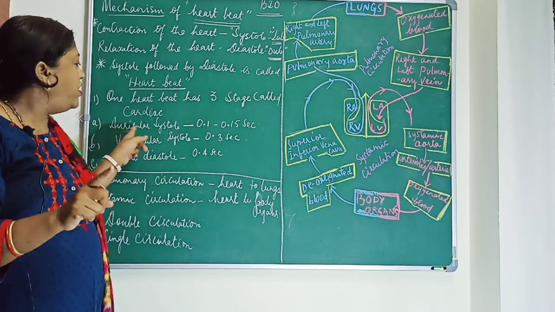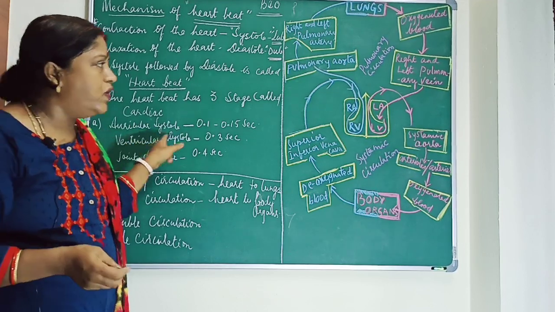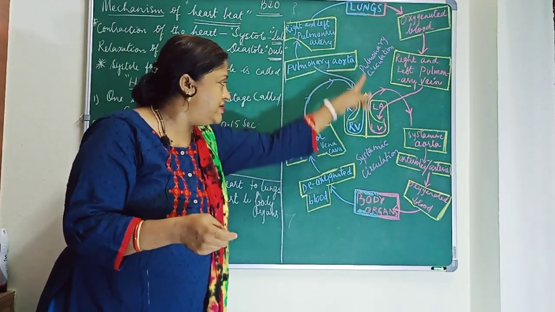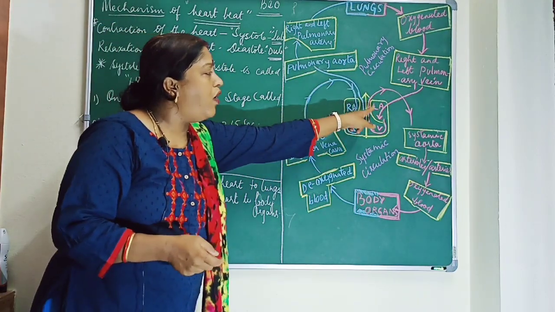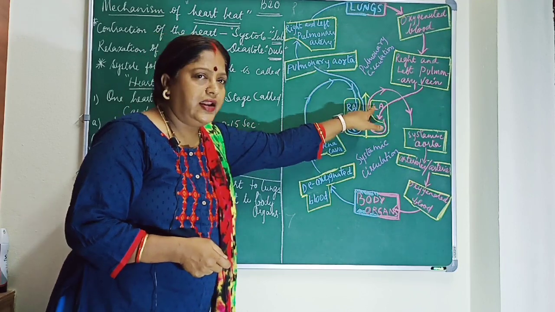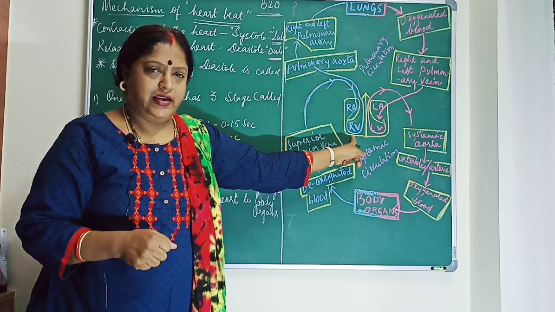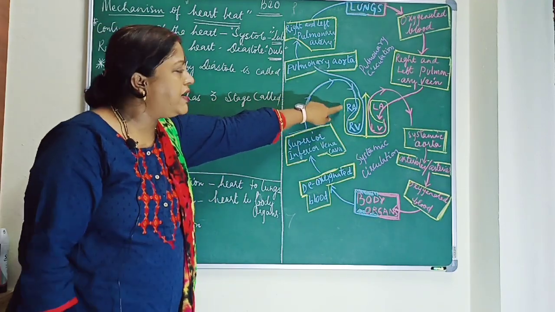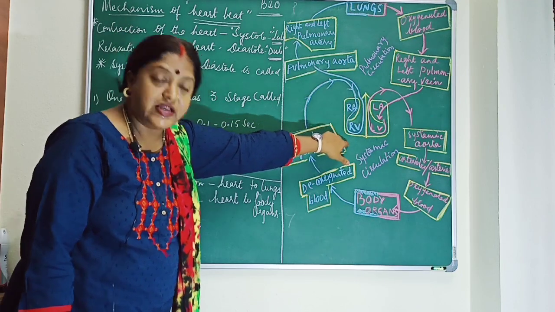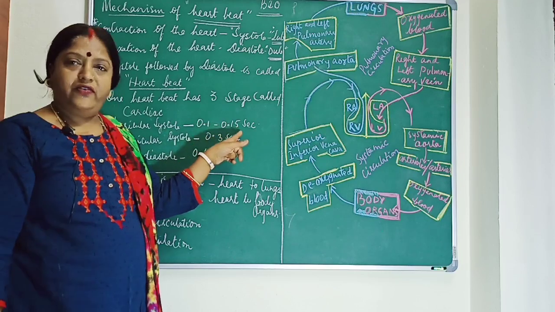So what is auricular systole? During auricular systole, you can see in this picture, both the auricles, the right auricle and the left auricle, contract and pump the blood into the ventricles. This is completed in 0.1 to 0.15 seconds.